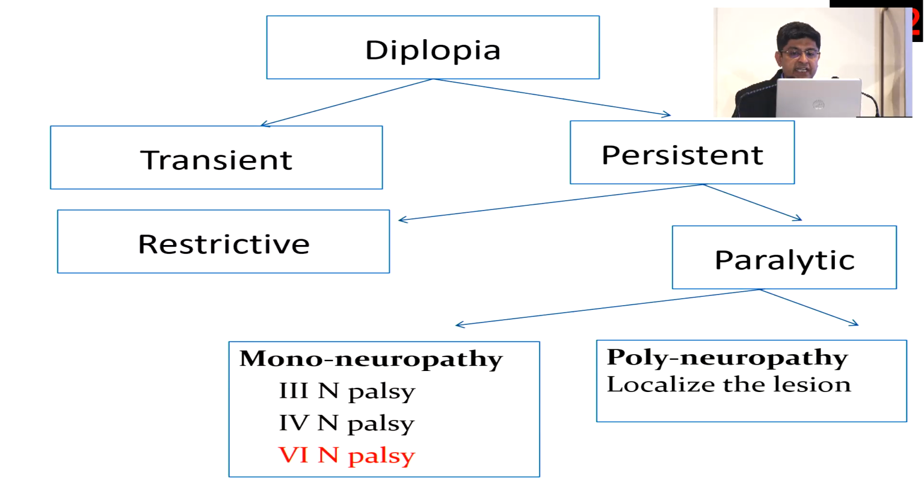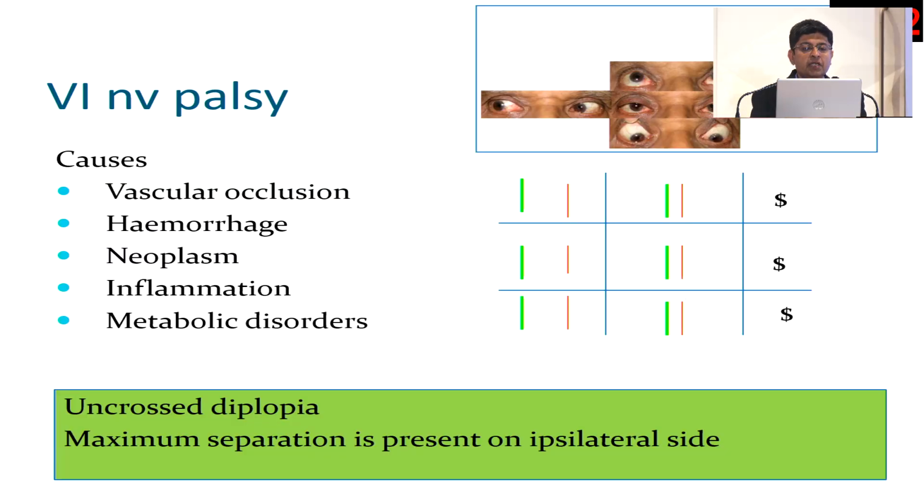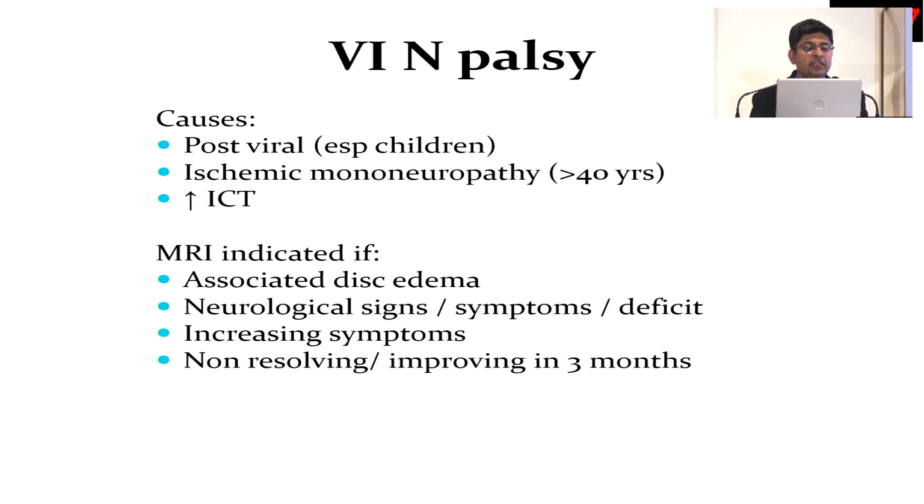We'll go into more detail on paralytic strabismus. The most common purely horizontal one would be a sixth nerve palsy. In the others, you're going to have vertical as well as possibly horizontal. So I'll restrict myself to purely horizontal diplopia. In sixth nerve palsy, you have of course multiple causes, usually uncrossed diplopia, with maximum separation of the double images in the direction of the action of the muscle. So muscle separation on the ipsilateral side.